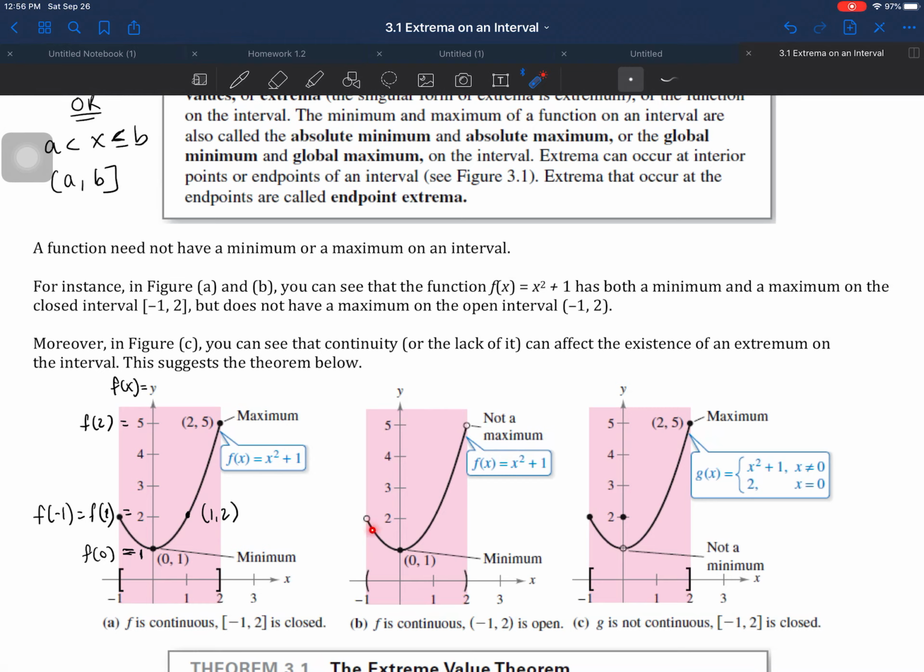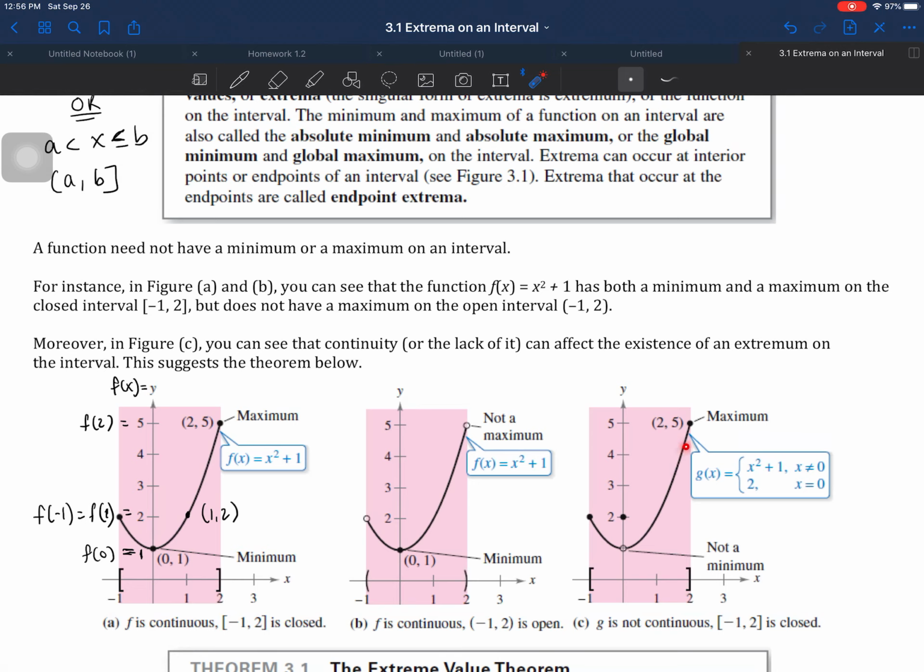Now what happens over here? Well, we can see clearly that this is not going to be a maximum because we know there are points higher than that. All right, let's think about the other one over here. Do we have a maximum? Do we have a minimum? Right? So let's look at the maximum.